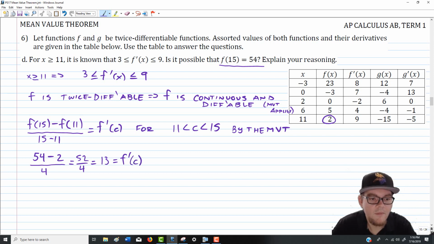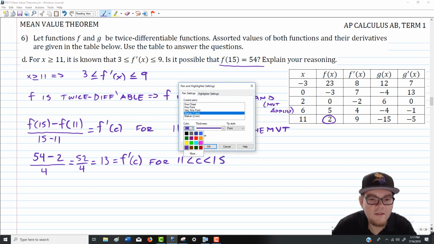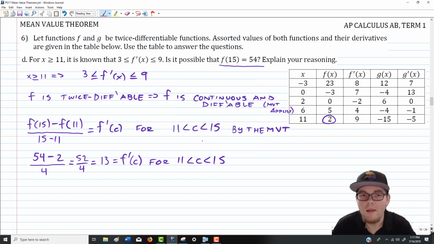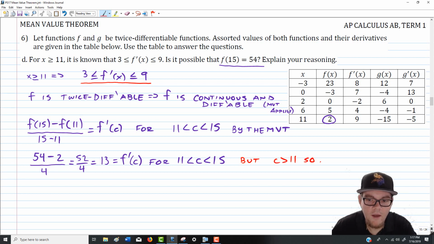And by the mean value theorem, 13 has to equal f prime of c for some c value between 11 and 15. But no, that's not possible. We've arrived at what we'd call mathematically a contradiction. We said if x is greater than 11, then f prime is between 3 and 9. But c is greater than 11, so that means 3 is less than or equal to f prime of c is less than or equal to 9.